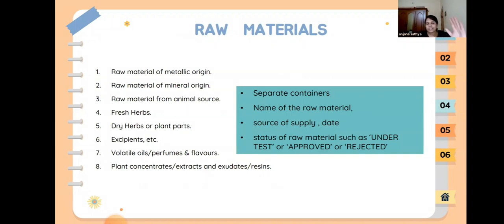These separate raw materials have to be kept in separate containers, which have to be labeled properly. In the label, you have to mention the name of the drug or raw material, the source of supply, and the date also. Then you can follow the first come first out rule, so the first received raw material has to be used first. That rule has to be followed. The status of the raw materials, like under test, approved and rejected, also has to be mentioned.